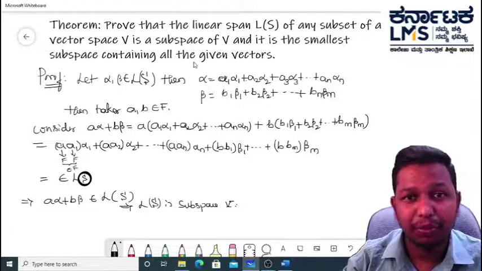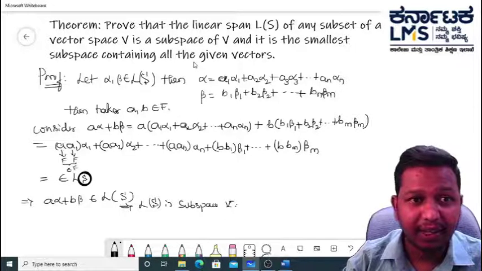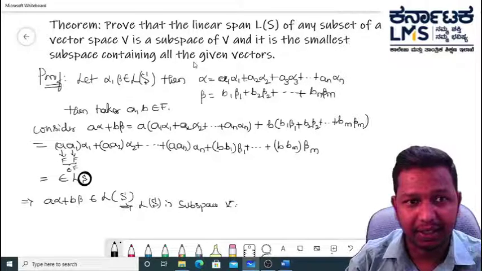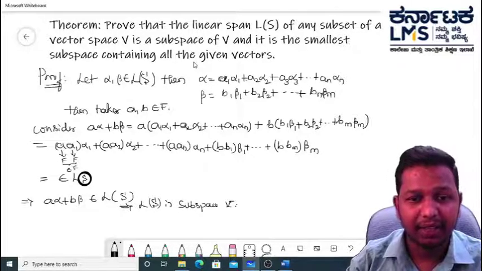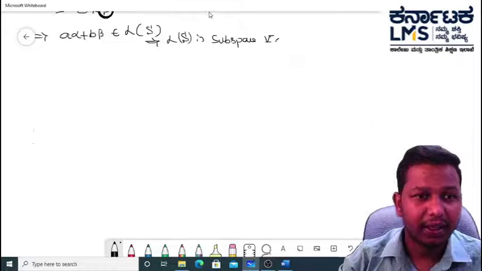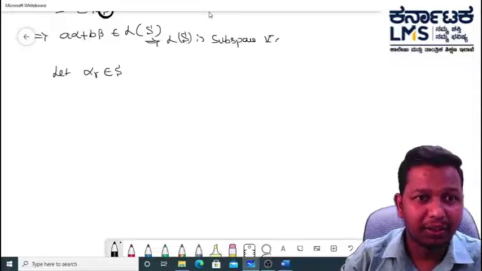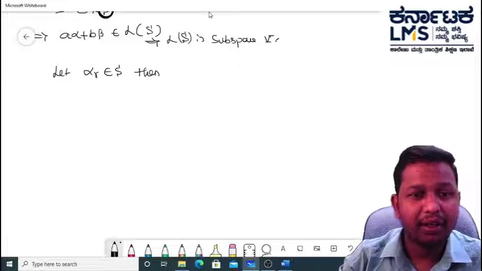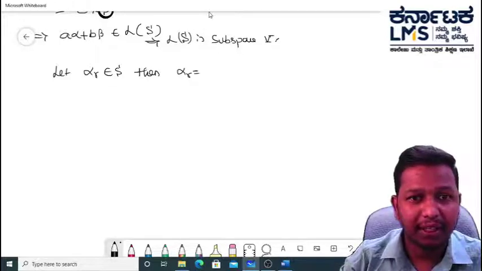Next, what do we need to prove? It is the smallest subspace containing all the given vectors. So let's see the proof for that. Let alpha r belong to the given set S, then alpha r can be written as 1 into alpha r.